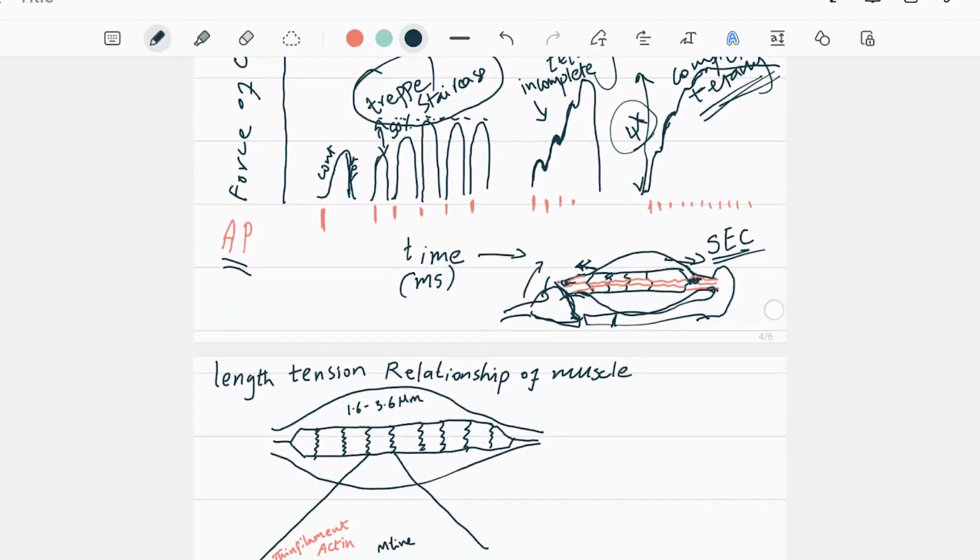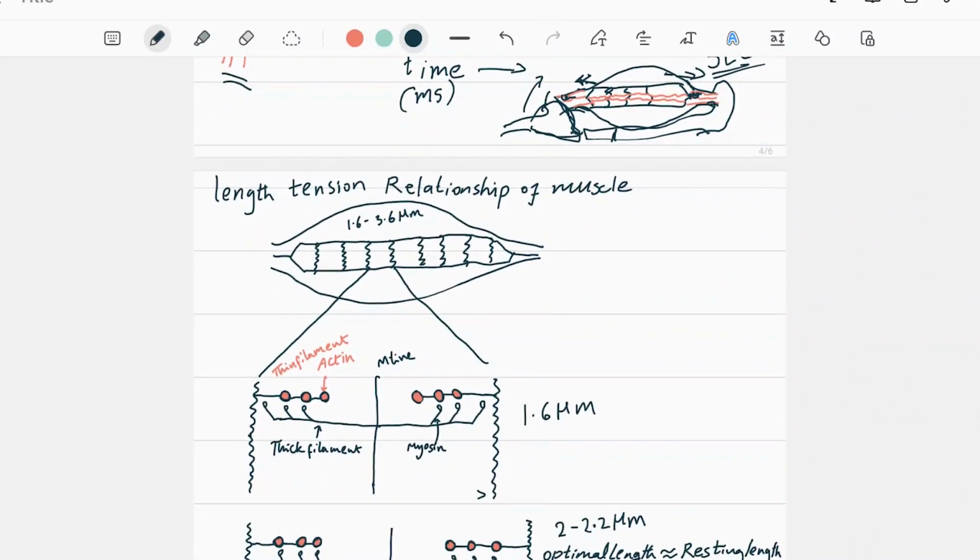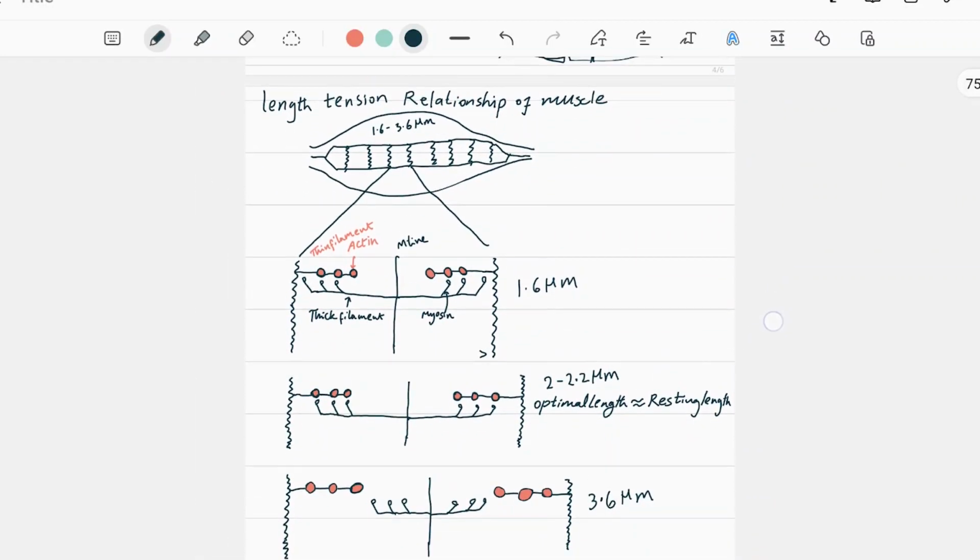Okay, so I hope this difficult concept has been understood by you, and now let's continue with the next thing, which is the length-tension relationship of the muscle.